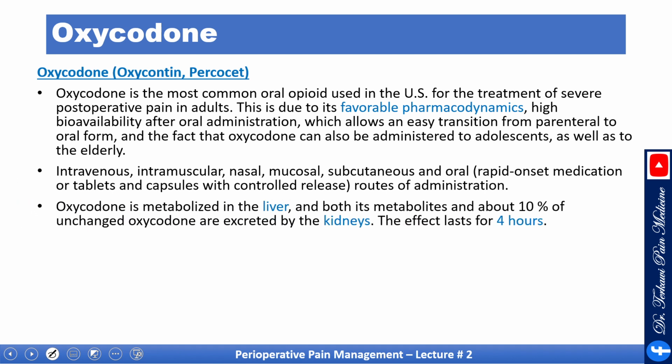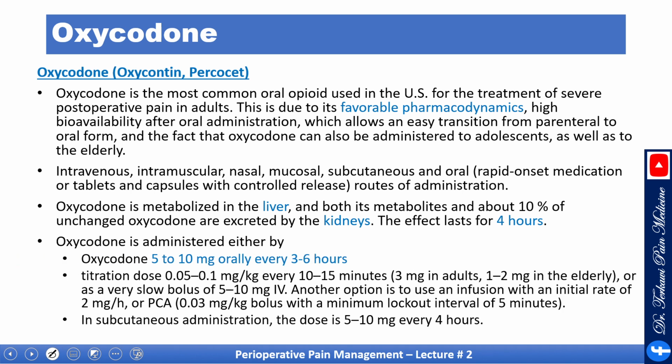Oxycodone is metabolized by the liver, and both its metabolites and about 10% of the unchanged oxycodone are excreted by the kidney. The effect can last for 4 hours. Oxycodone is administered orally. The dose is 5 to 10 milligram every 3 to 6 hours, and it can also be administered as sub-Q or IV, or even in PCA, and this is the dose here for IV.